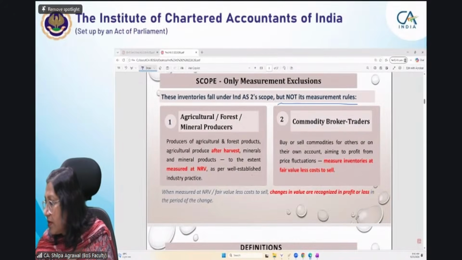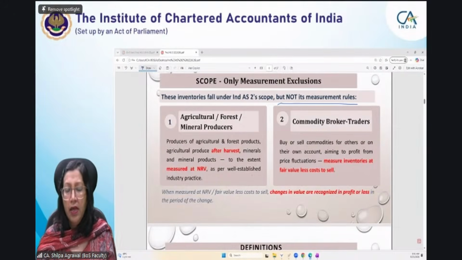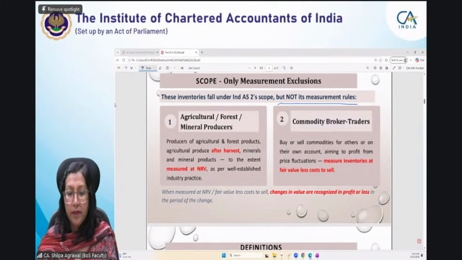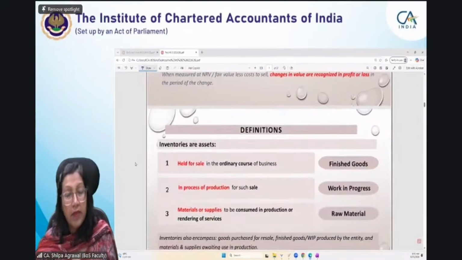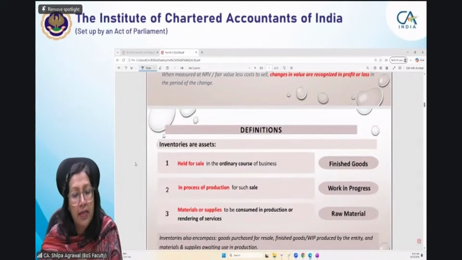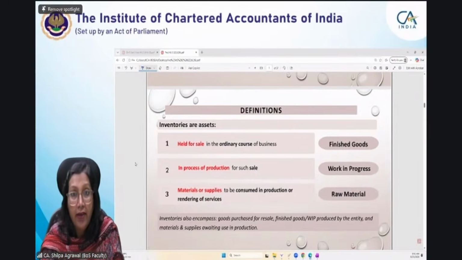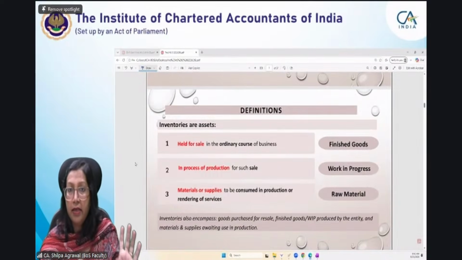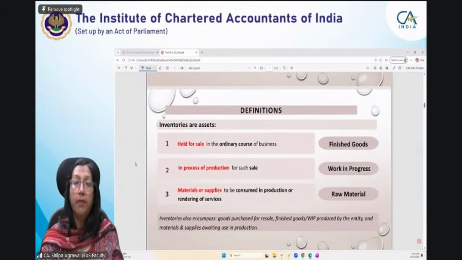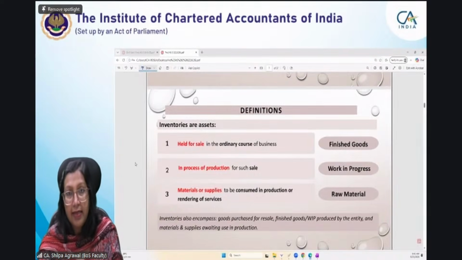Now next, Ravinder. Okay, LBFC, yes. Okay, yeah. Moving to the next part, that is our definition. From here our standard starts, meaning provisions of the standard start. So what are inventories? As everybody understood, inventories are assets, and in our financial statement, they are presented as current assets.